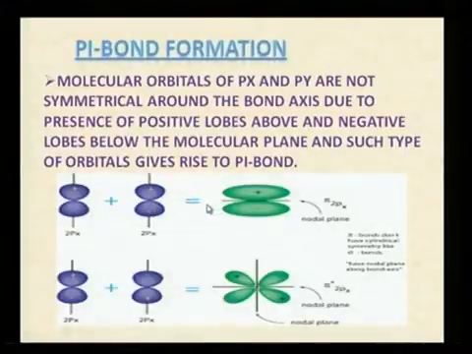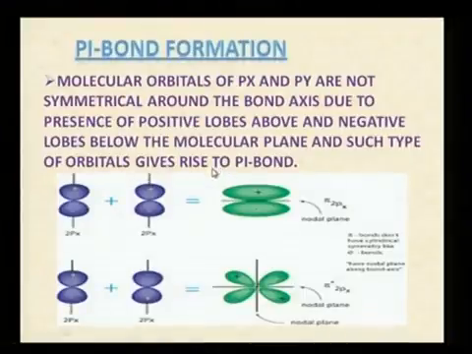These pi molecular orbitals are of two types: pi bonding molecular orbital and pi anti-bonding molecular orbital. Whereas pi bonding molecular orbital has one nodal plane, pi anti-bonding molecular orbital has two nodal planes between the nuclei. In general, pi molecular orbital involves side by side overlapping. This pi molecular orbital is not symmetrical around the bond axis because of the presence of positive lobes above and negative lobes below the molecular plane. Such orbitals are designated as pi bonds.